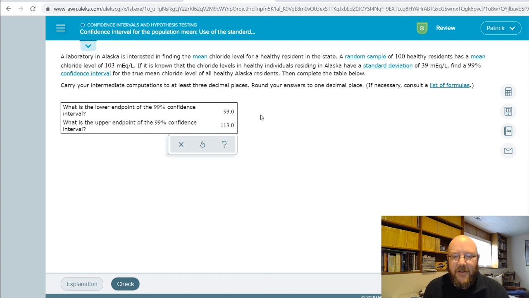All right. So if you can get this one right, just about all the confidence interval ones will be very similar. You're just going to use different tabs on the spreadsheet or different buttons in the calculator. Same concept all the way through.